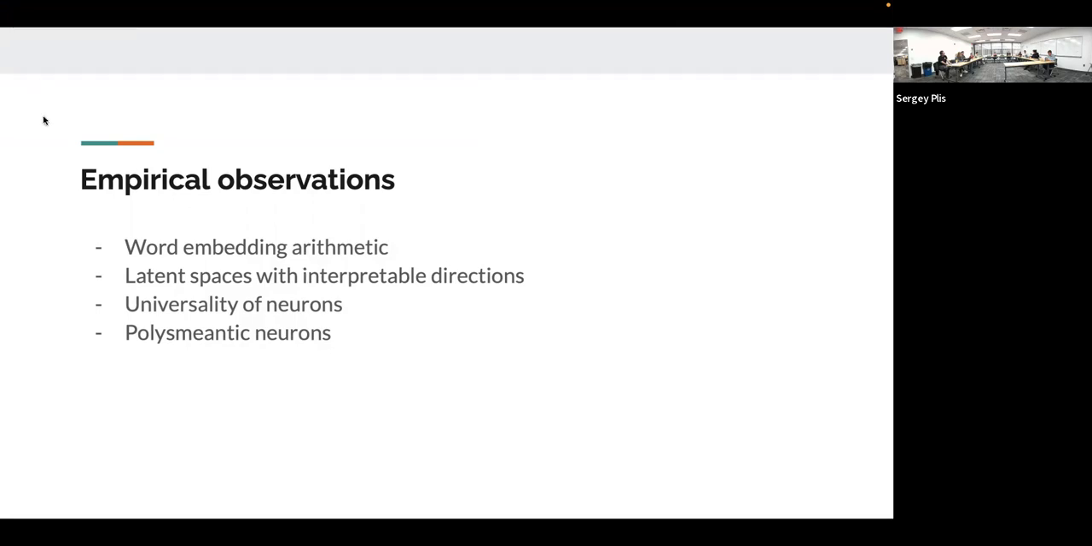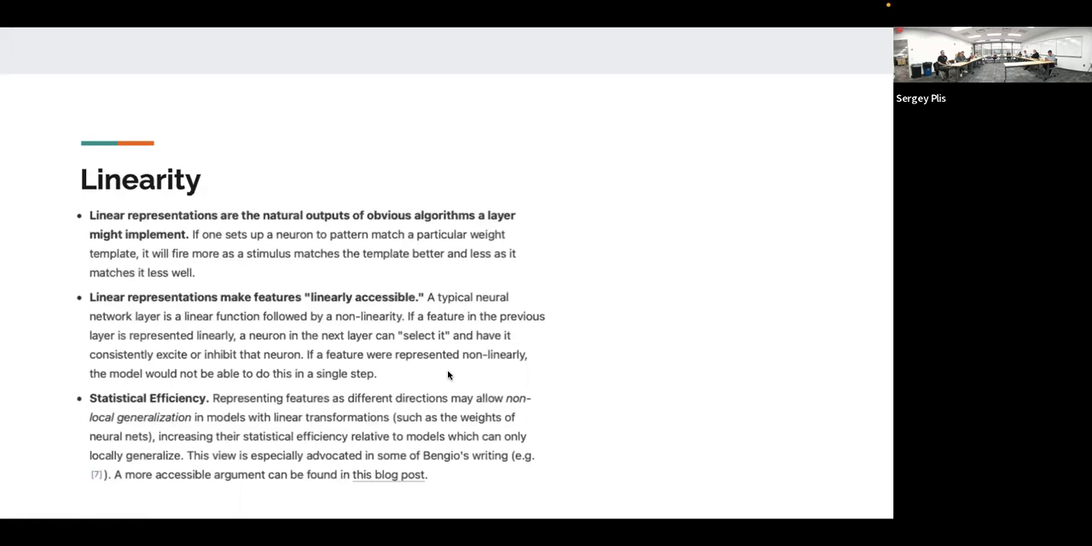Yeah, exactly. They also talk about a few other empirical observations, like the universality of neurons, which means that in different networks, you can find neurons that perform the exact same function. And polysemantic neurons, I made a mistake here, which means that multiple things are represented in one neuron. So that's what they start with.